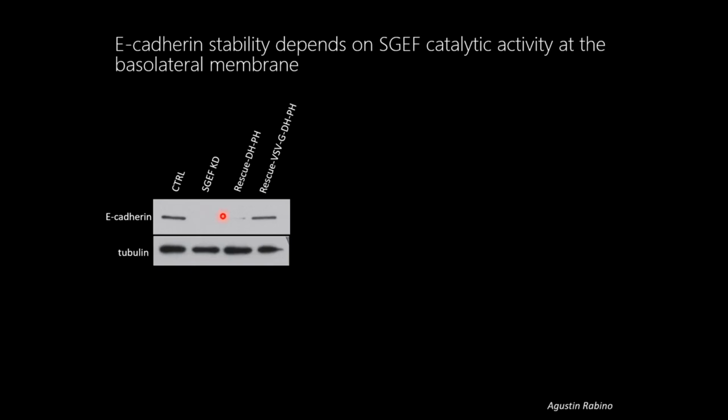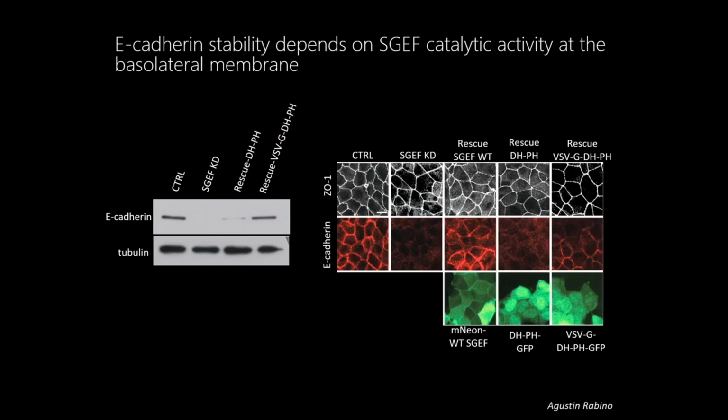You can see here in the Western blot that the construct that targets the activity to the basolateral membrane rescues the expression, but the catalytic activity alone gives very, very little rescue compared to the targeted one. We can see the same thing by immunofluorescence here, where we see rescue of E-cadherin only with the targeted activity, but not with the cytosolic activity. So as a summary of these studies, the activity is important, and the activity localized at the right place is also important.